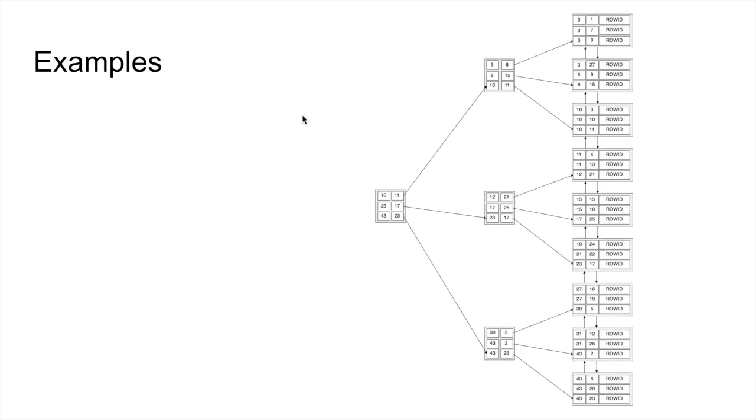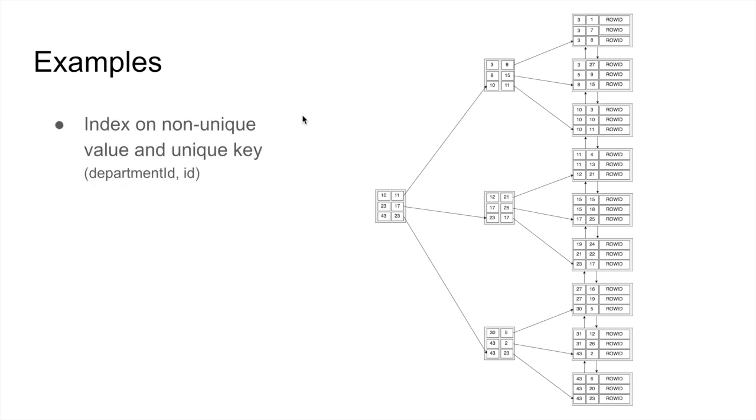The next example is an example of a composite index. A composite index is an index which spans over multiple columns. In our case, the first column is a non-unique value column and the second column is a unique value column. I'm going to refer to these columns as the department ID column and the ID column. Now when you look at the leaf node chain, you will find all of the values of the department ID column right here, and you will find all of the values of the ID column right here.